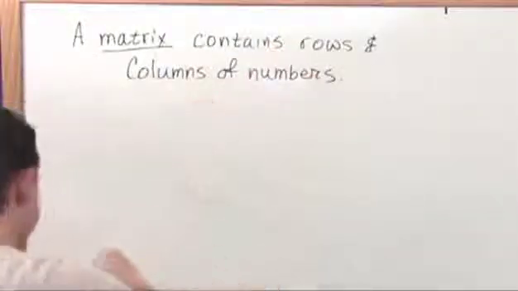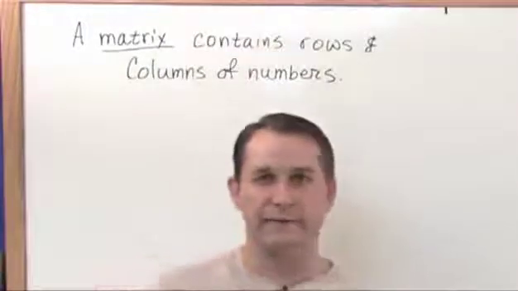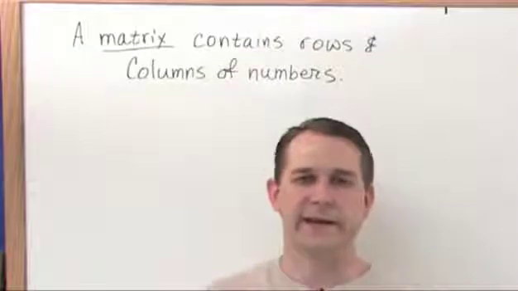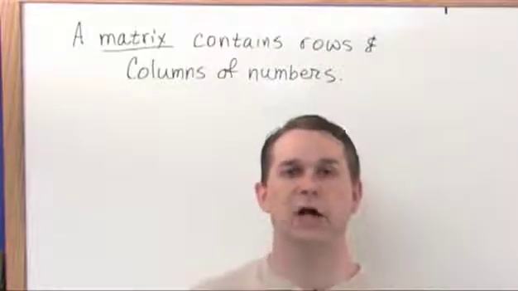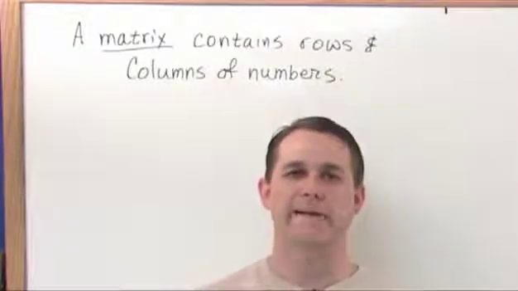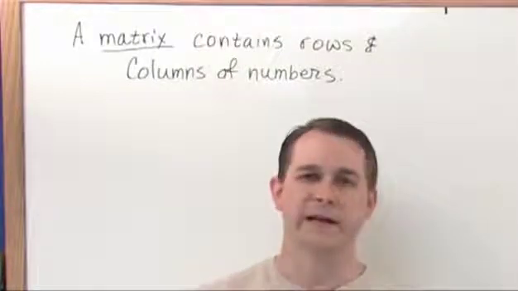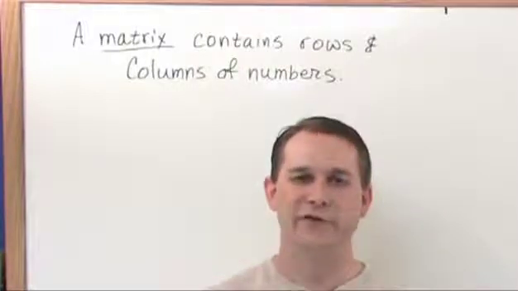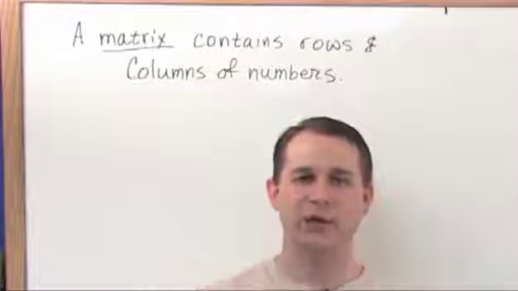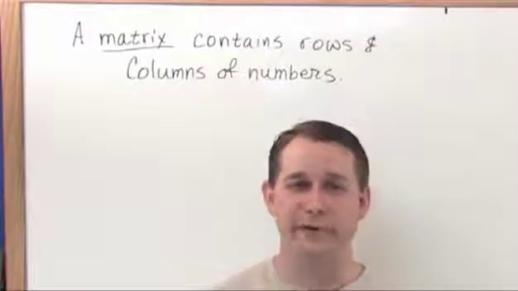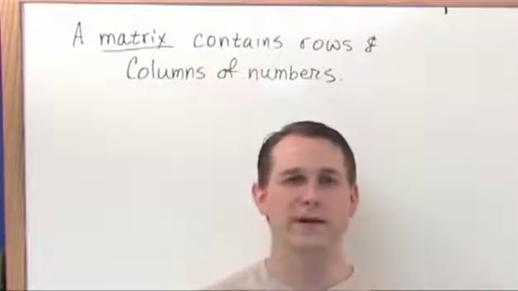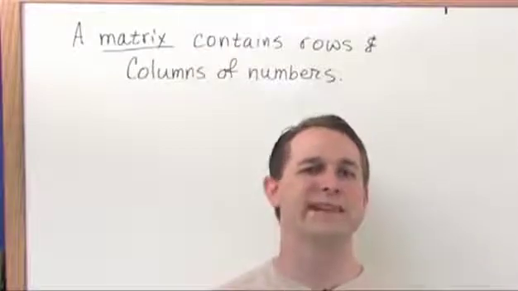Now, notice I didn't say that it contains variables. I didn't say that it contains exponents. I said it's rows and columns of numbers. So when you think about that, even though they might look a little funny at first, and we'll get to that here in a second, it's really just some brackets filled with numbers. And you've been dealing with numbers ever since you were a kid. So, even though it looks foreign to you at first, it's not that bad.